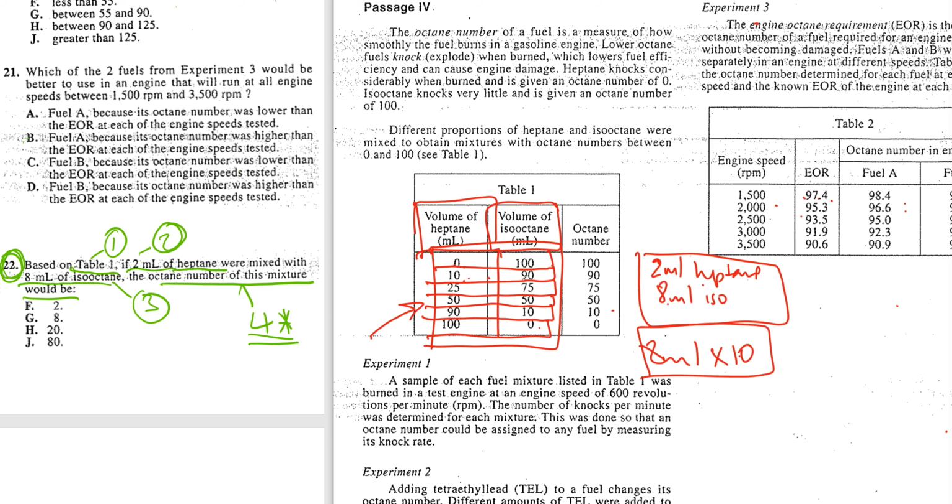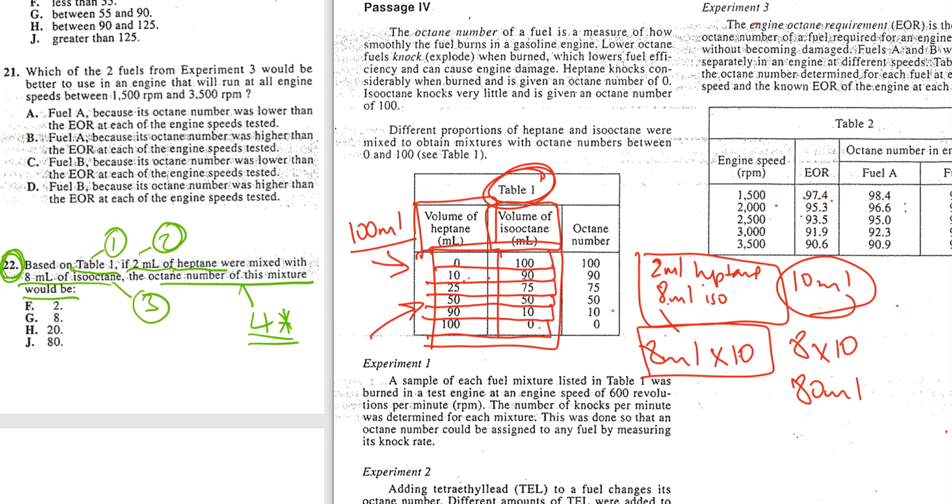So if it's 2 and 8, that gives you 10 milliliters. This table is dealing with a total of 100 milliliters. So whatever the answer is that you get, you have to multiply it by 10 because you've only got 10 milliliters. So if you got the answer 8, you would multiply that by 10, and it would be 80. And if we come over here, we see that's answer J.